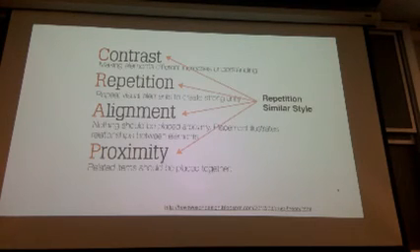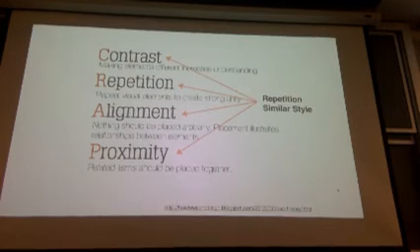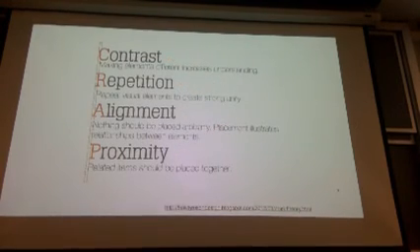Then we have repetition. We have 4 items of similar type, these 4 different rules, so they have a similar style. Then we have alignment. Nothing on your chart should be unaligned. You should always align something with something else. That's just a design rule, and you should always align things that belong together in some meaningful way.